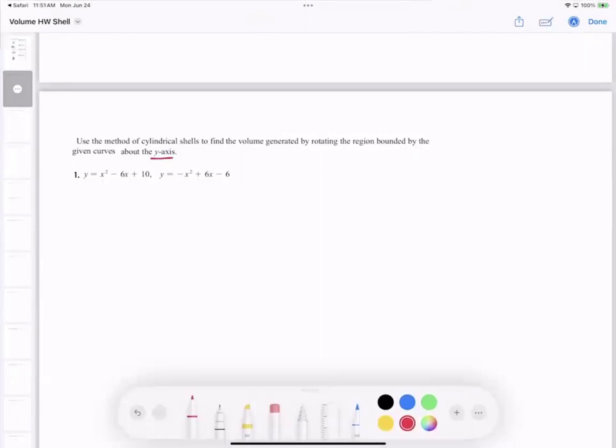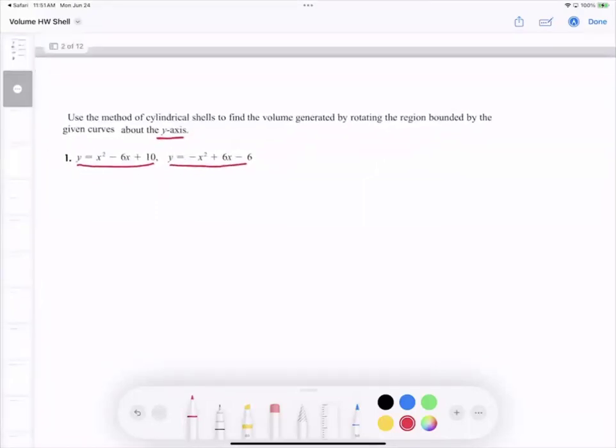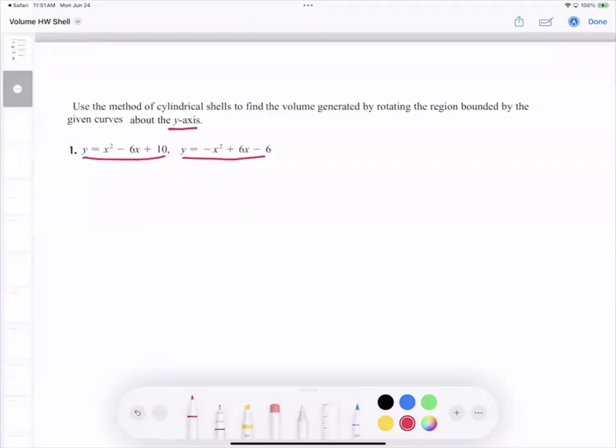So let's see, what do we have here? We have y equals x squared minus 6x plus 10. And the second y is negative x squared plus 6x minus 6. Right, okay. How do we visualize this and then set up the integral?